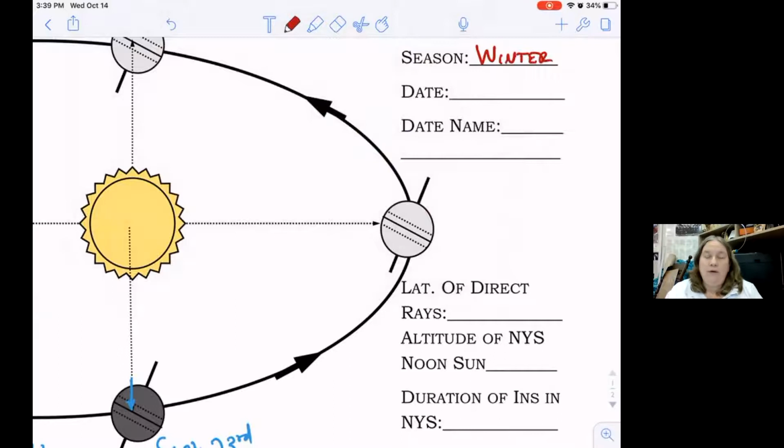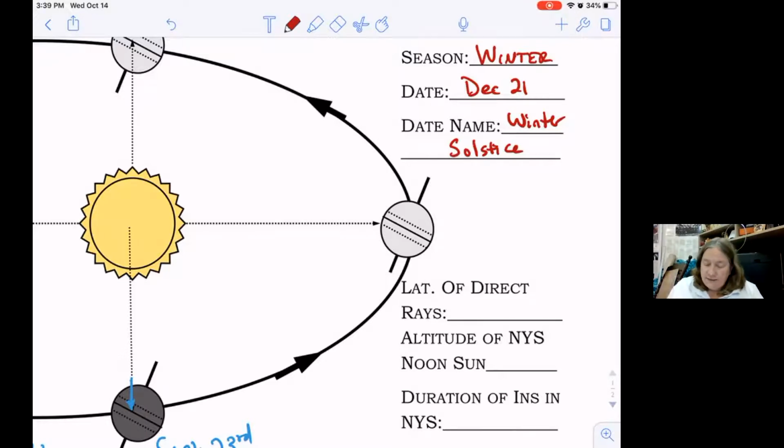So the date for the winter solstice is December 21st. That's the first day of winter, called the winter solstice. All right. It is the shortest day of the year as far as duration of insolation goes for us, and the sun is lowest in the sky for us on that date.